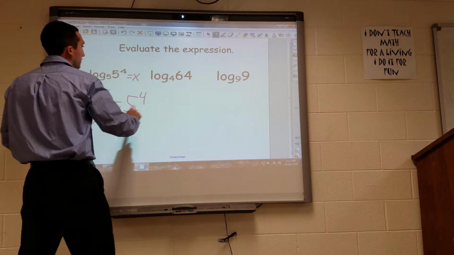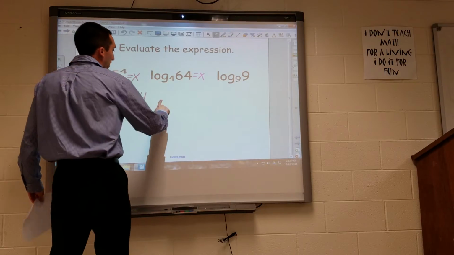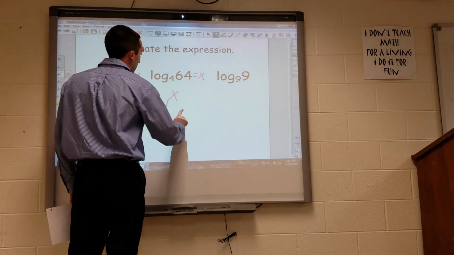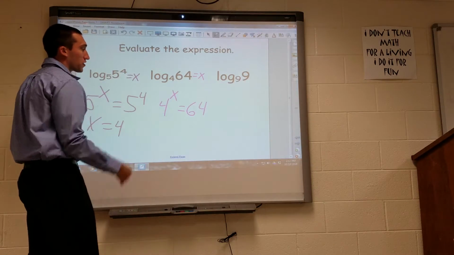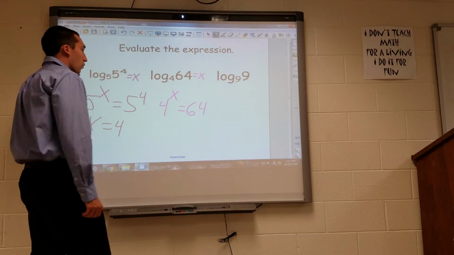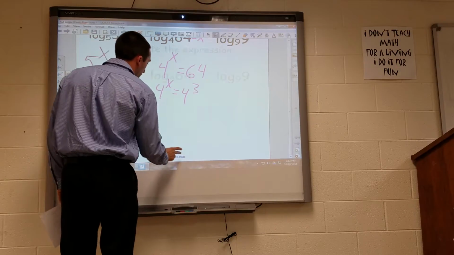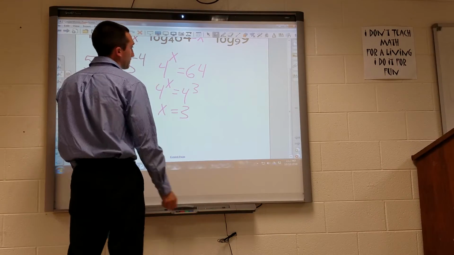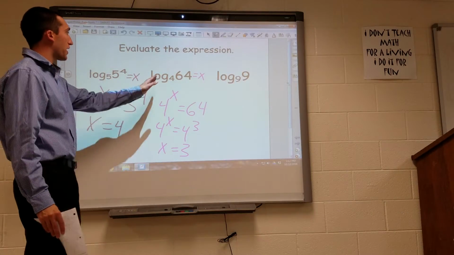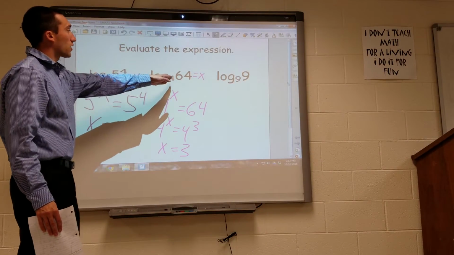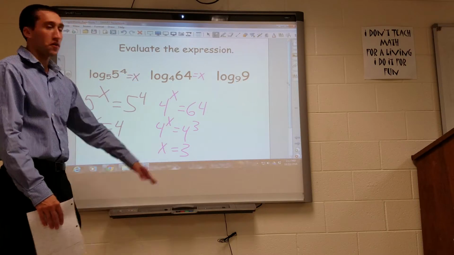Same thing here. They don't say it, but that's what they're implying. So my base is 4, my exponent is x, and that's equal to 64. Well, 4 raised to the what gives me 64? I could rewrite this as 4 to the x equals 4 to the 3rd, so x equals 3. So I've evaluated that expression. If my calculator could do log base 4 of 64, it would tell me 3.